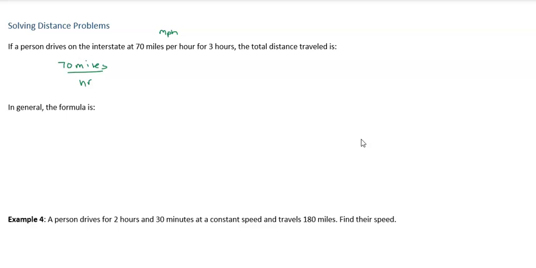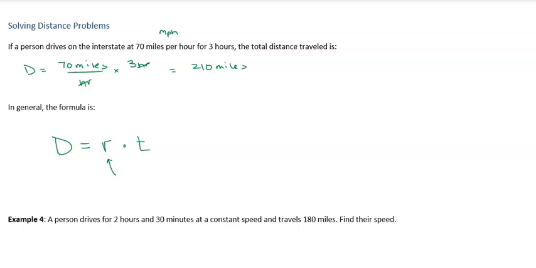For 3 hours, so they go for 3 hours. If you multiply those together, you can see that the hours are going to divide out, and you end up with 210 miles. So what we just did is we derived the formula. So the formula, we got distance equals, and we have the velocity or the speed or the rate times the time. So in general, the formula is D equals rate times time.